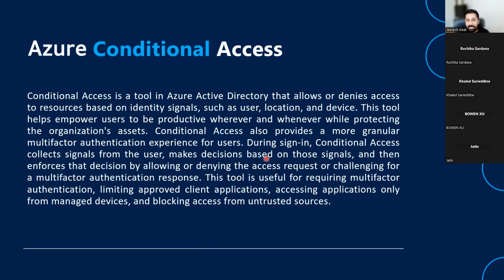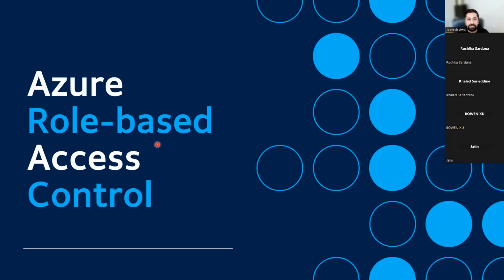So basically, conditional access is like when you are signing in, it is getting a lot of information on the back end. It is processing that kind of information, and then it is giving you access depending upon if the conditions are met or not. This is what is required for conditional access.